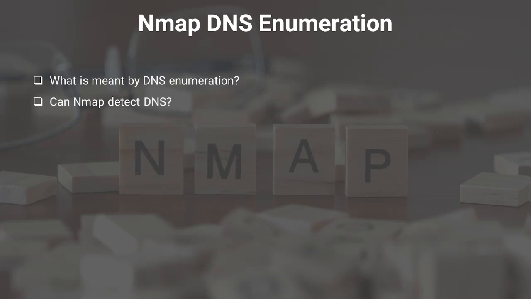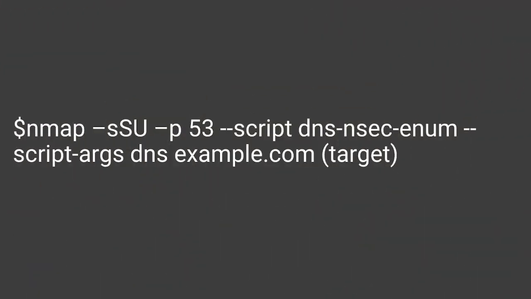Let's see the command. Here's the command, as you can see: nmap -sU -p 53 --script dns-nsec-enum, and we set the script argument for the domain. As you can see, if the servers use NSEC3 rather than NSEC, then it should be dns-nsec3-enum.